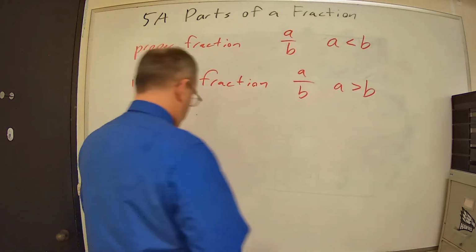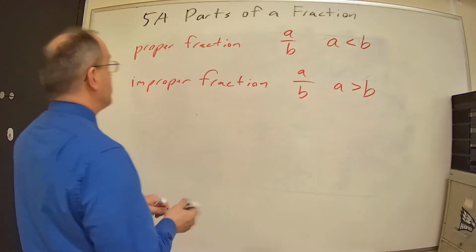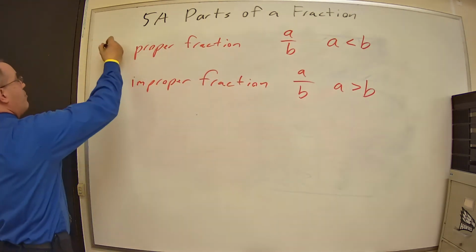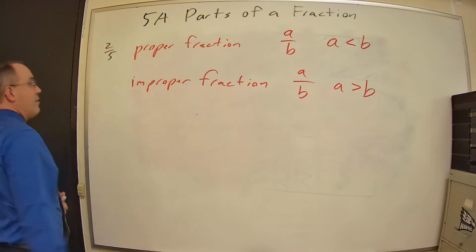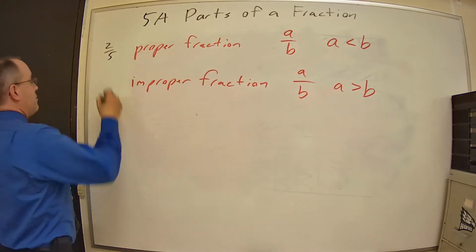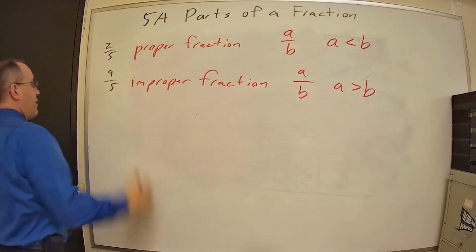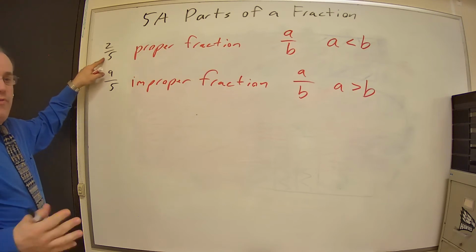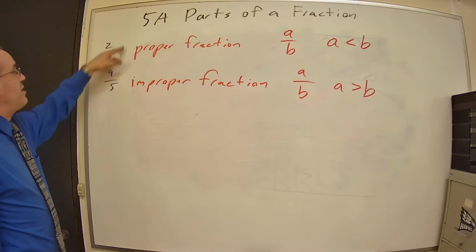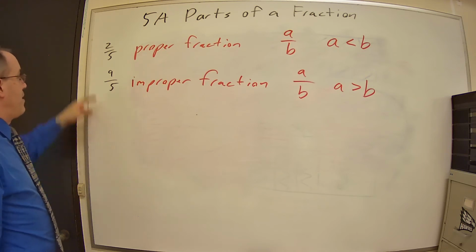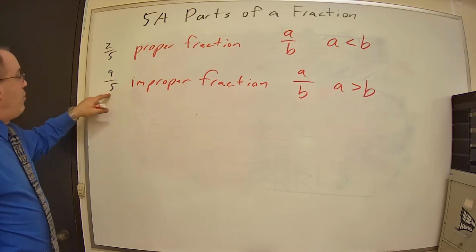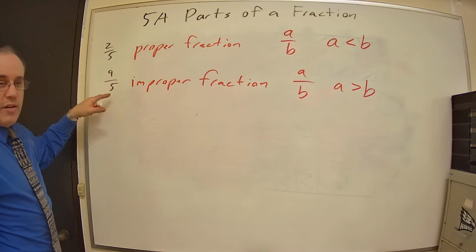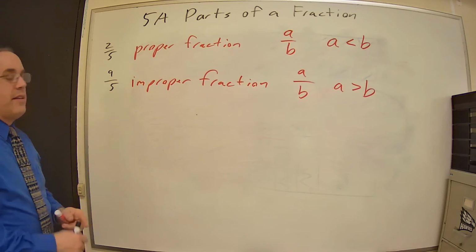So proper fraction, an example would be 2/5. An improper fraction, 9/5. Right? 2 pieces of the 5 that make a whole, meaning that this is less than a whole thing. 9/5, well, only 5 pieces are necessary to make a whole one, so we have more than one whole one here. Right? That's an improper fraction.